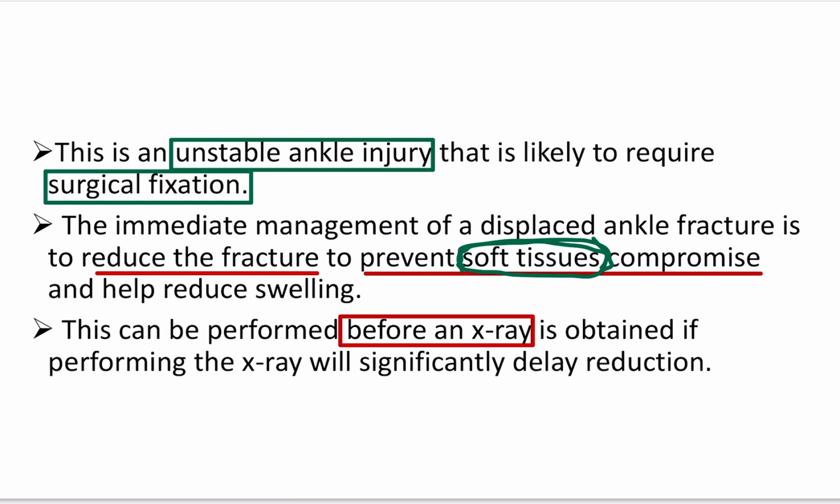For this condition we should immediately reduce the fracture with the back slab, and it can be performed even before an X-ray is done. So never wait for the X-ray. In case of a grossly deformed joint or grossly deformed injuries, first of all do a reduction and back slab, and then go for the X-ray. So it is the most initial management. It is not the definitive management. Definitive management for any type of unstable injury is surgical fixation.